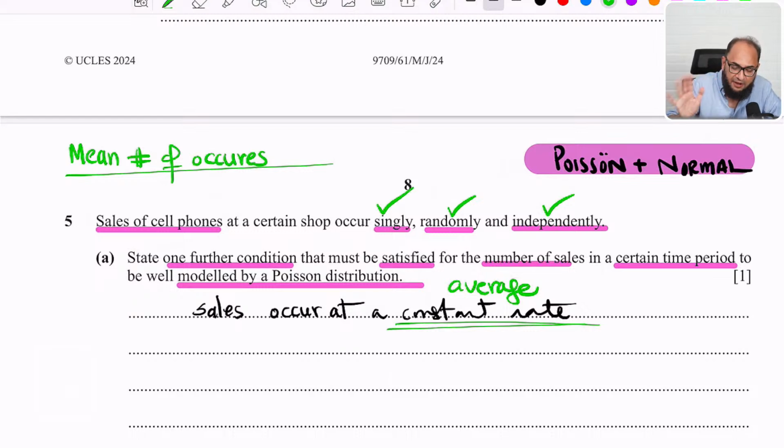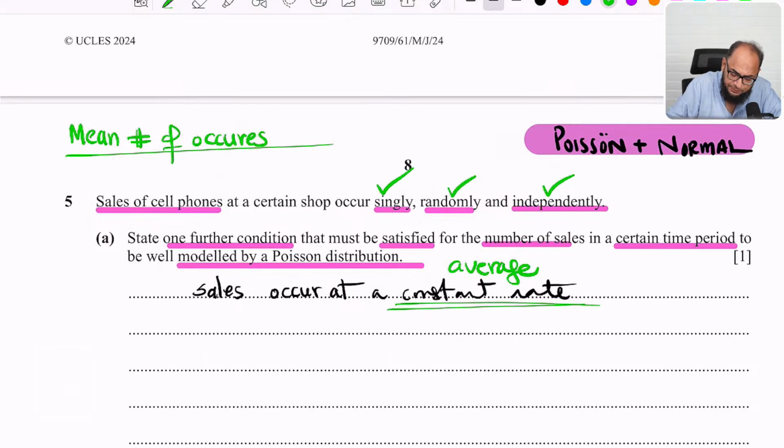Maybe in the first half an hour, not a single phone was sold, and then in the next half an hour, all 12 phones were sold. So that is randomly. Independently, one person is not convincing the other. Sales occur at a constant rate. That means when you take an average, you can say that this occurs at a constant rate, as we have seen in the first question, which was about the total entrances at a particular gate or something. So the first part is done.